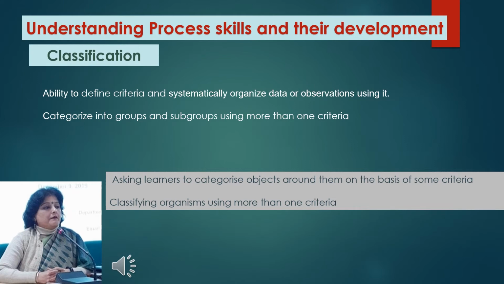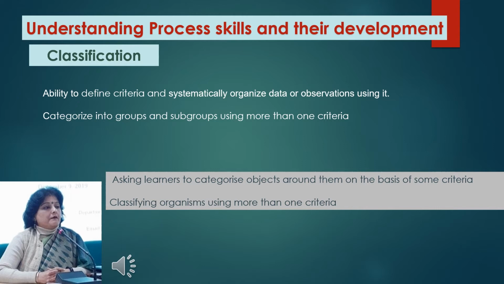Another important process skill which is fundamental to science is classification. We as human beings have an inherent capacity to classify. We are all the time inherently classifying the objects around us. So classification is the ability to define criteria and systematically organize data or observations using it.